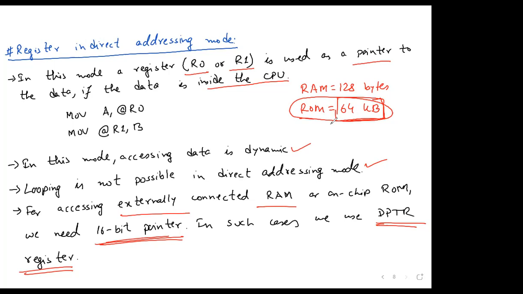So the address in the ROM area will definitely be 16 bits in size. In order to store that address in a pointer, you definitely need a 16-bit pointer. But your R0 and R1 are 8-bit pointers. So we cannot use R0 and R1 to point to an address which is located in ROM or external RAM. In those cases, we need a 16-bit pointer, and as such, we use the data pointer register. Have you understood this now? Yes, sir. Sir, only DPTR can be used, no PC? Exactly. Nothing else, only DPTR can be used. You cannot use any other register as a pointer.